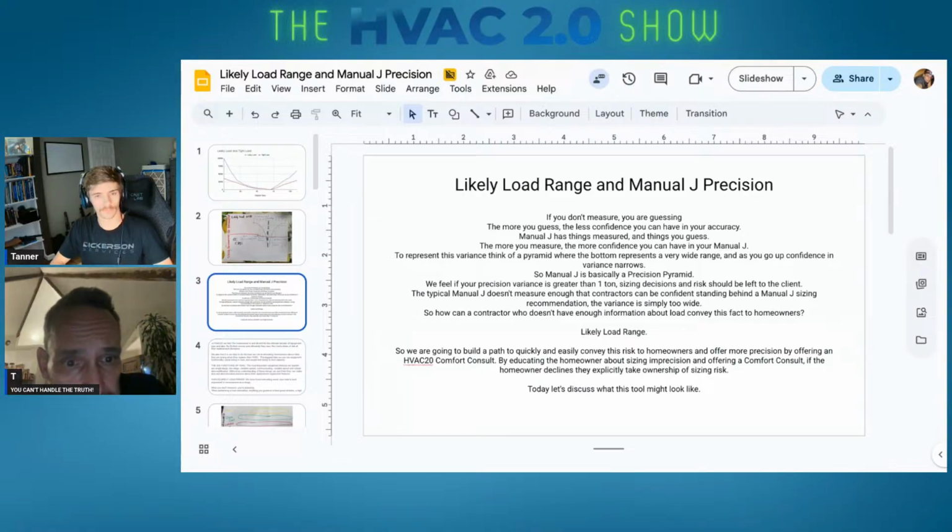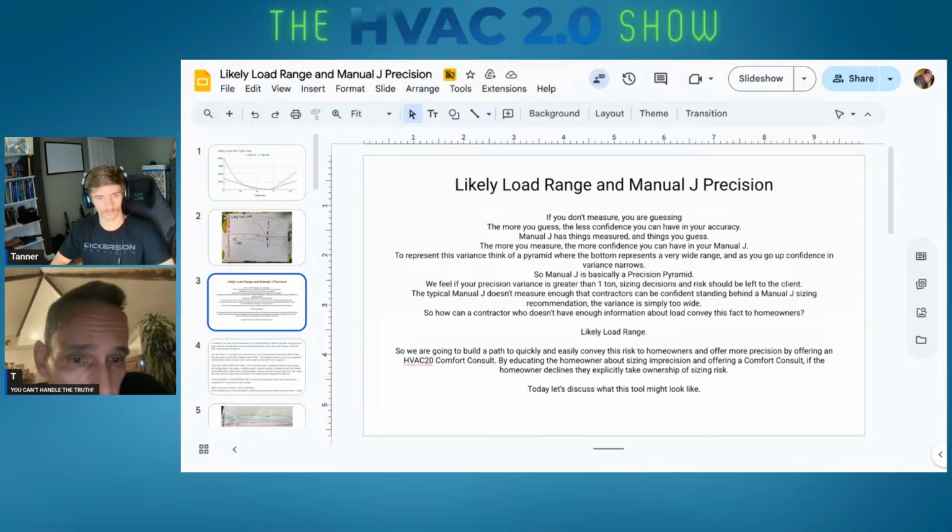We feel if your precision variance is greater than a ton, sizing decisions and risk should be left to the client. The Manual J doesn't measure enough that contractors can be confident standing behind the Manual J sizing recommendation. The variance is simply too wide. So how can a contractor who doesn't have enough information about load, if they don't have a blower door, convey this fact to homeowners?